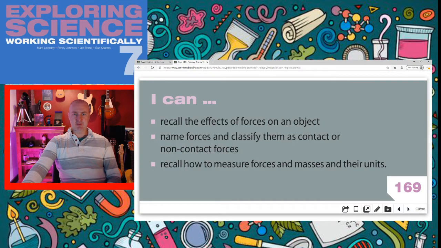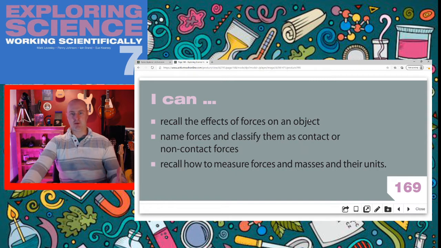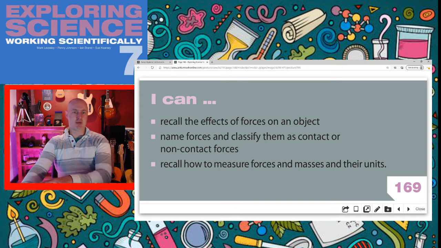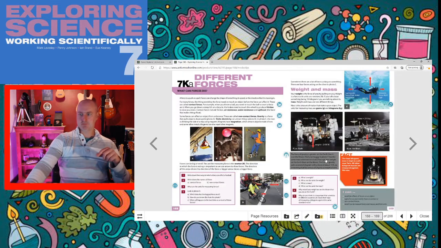The learning objectives may at first seem quite simple, but not really as simple as you might think. Especially this one. We're going to recall the effects of forces on an object. So what is the effect of applying a force on an object? We're going to learn to name forces and classify them as contact and non-contact. That one's easy. And recall how to measure them and their units. That one's easy also. But this first one, not so straightforward. So the bulk of this video will be about that.